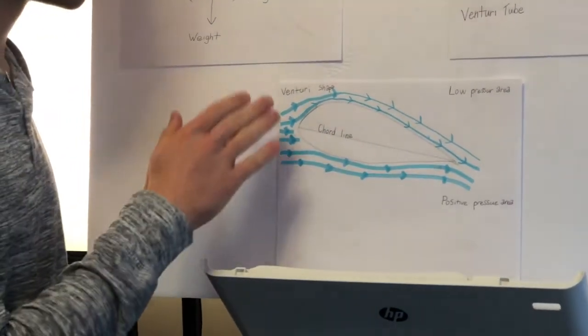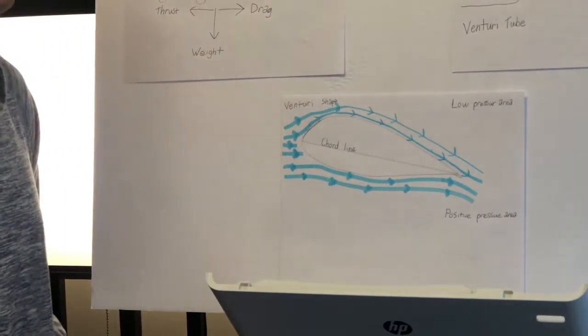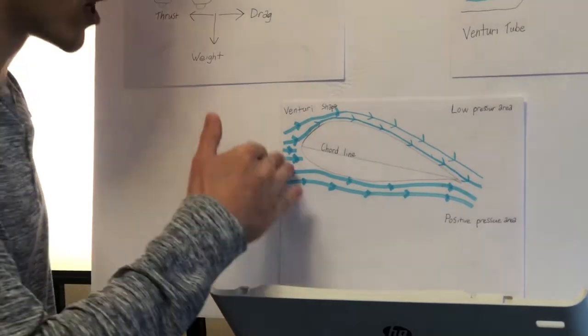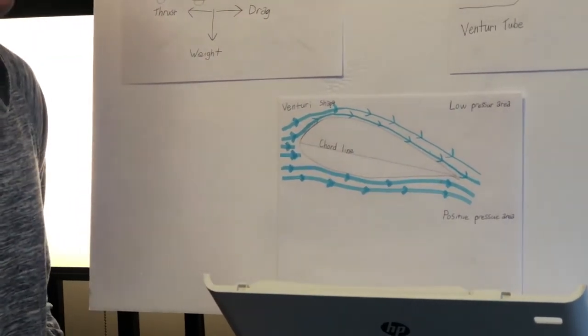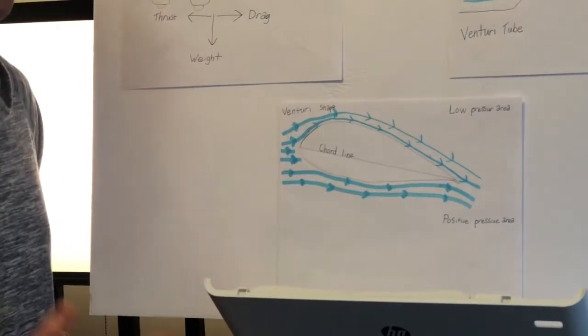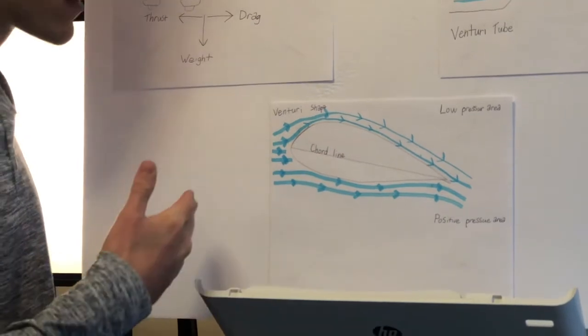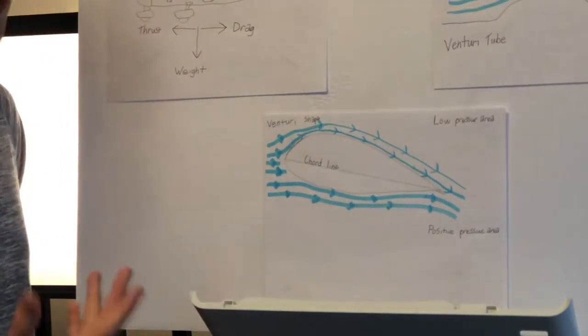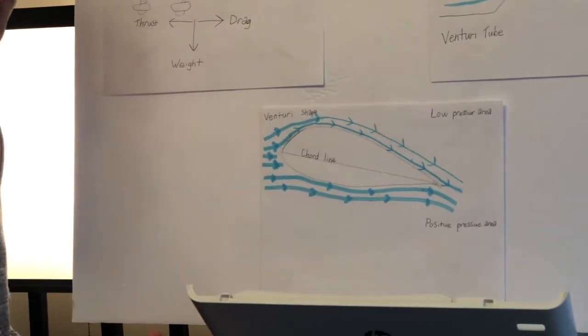And then the air that hits the wing and goes underneath, we call this a positive pressure area, because technically the air that goes underneath the wing is also a lower pressure than the relative wind, but it's not as low as the low pressure on top. So we call this a positive pressure area. And so as air flows over this and there is a lower pressure on top, the higher pressure underneath starts to push the wing up.